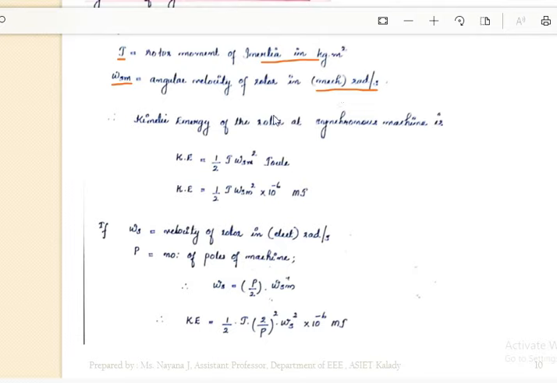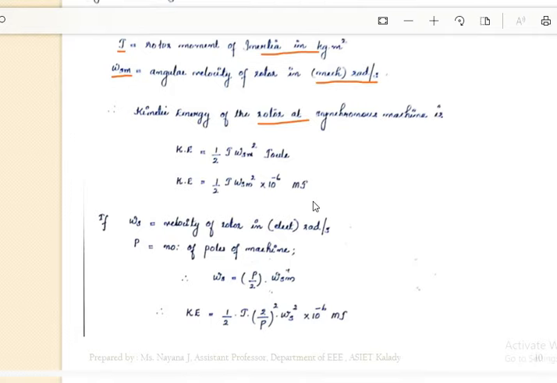Okay, so we know the kinetic energy of the rotor. What is the kinetic energy of a linear motion? Kinetic energy is equal to half mv square. But this is rotating, so instead of m, I can write moment of inertia, and instead of v, I can write the angular velocity omega sm square. That much joule, or that much into 10 raised to minus 6 megajoule. So this much is clear to you.